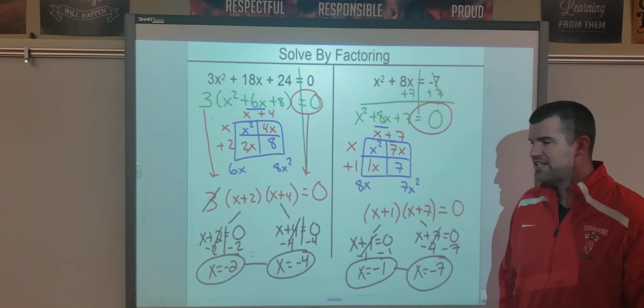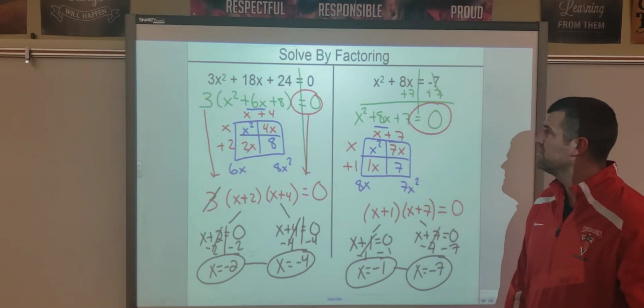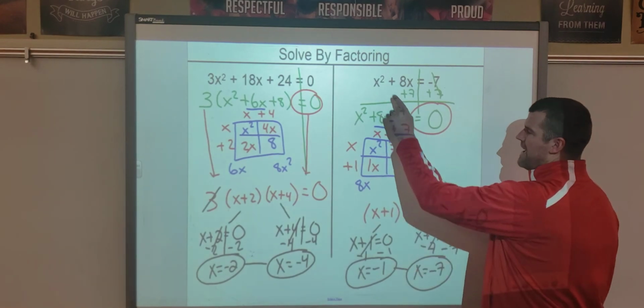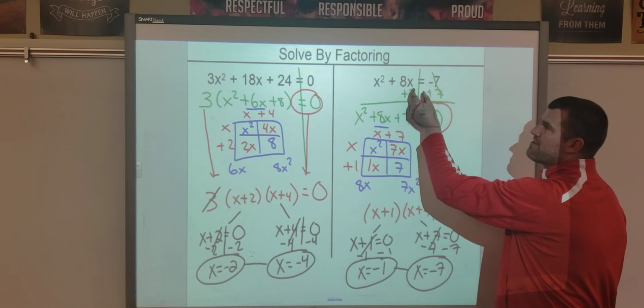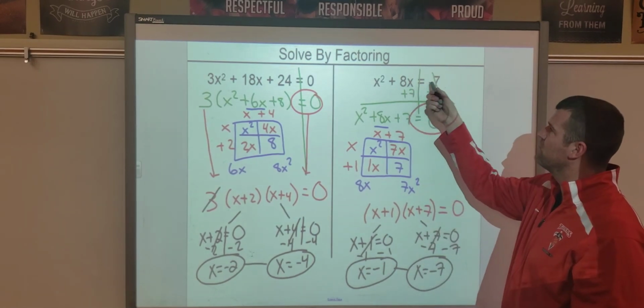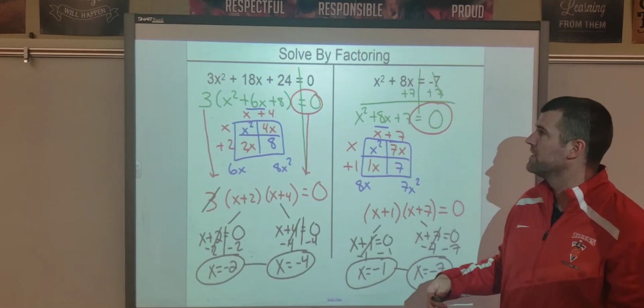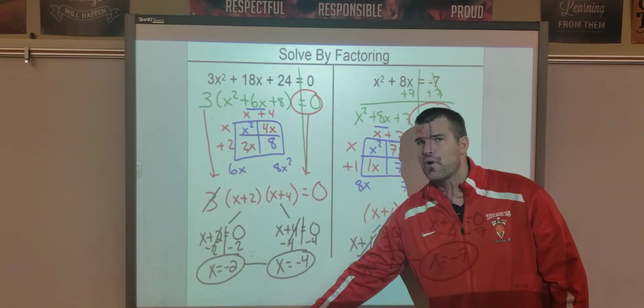And again, if you're doing a test or quiz and you want to make sure your answer is correct, you can always plug these numbers back in, -1 or -7, and when you plug them in, it should give you a -7. It'll end up equaling, and you'll have a true equation.